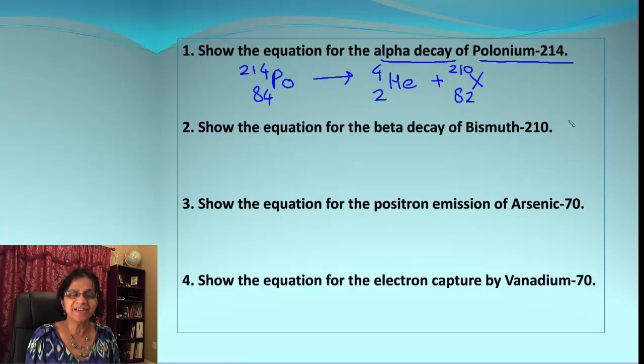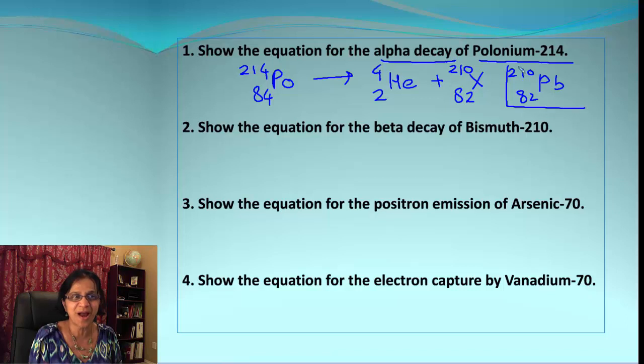And now we can identify this element, because if we know the atomic number, we can predict what element we got. And for number 82, the element is lead, Pb. So in fact, we got lead in this reaction as a product.